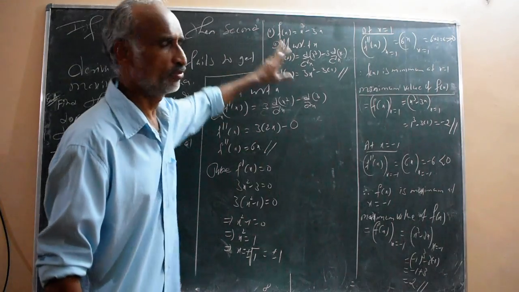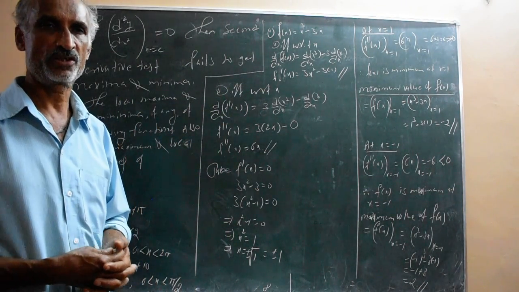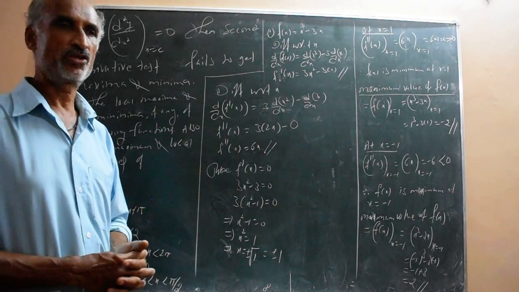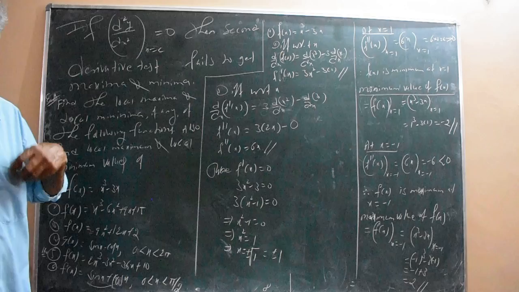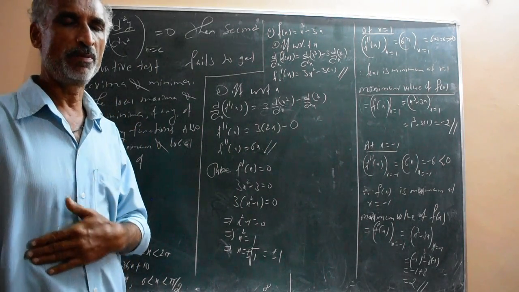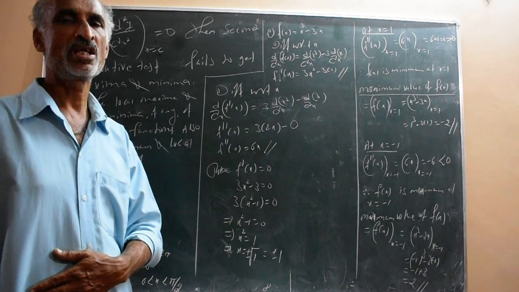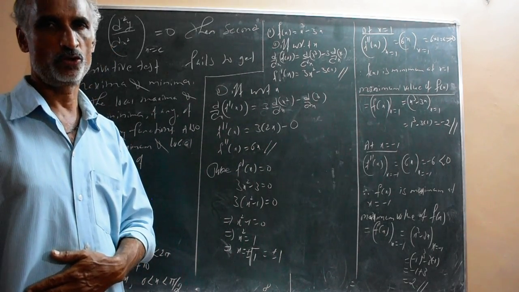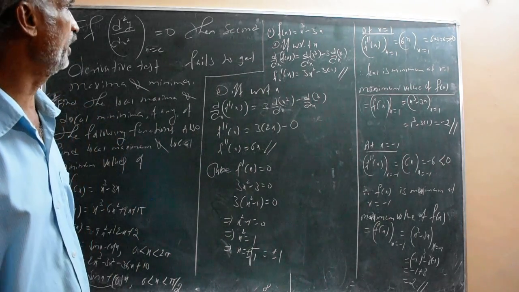F of x is equal to, I repeat, to get the maximum or minimum values, find the first order derivative of the function. If the function name is not given, simply x cube minus 3x, you take the function as f of x or y. If the question says find the maximum and minimum values of x cube minus 3x, then you have to call that function f of x is equal to x cube minus 3x, or you can take it as y equals x cube minus 3x. Okay.